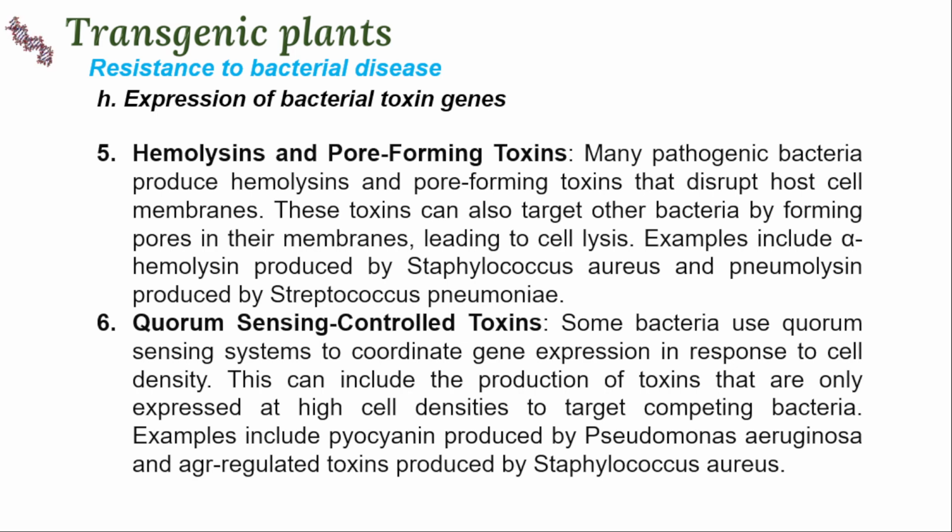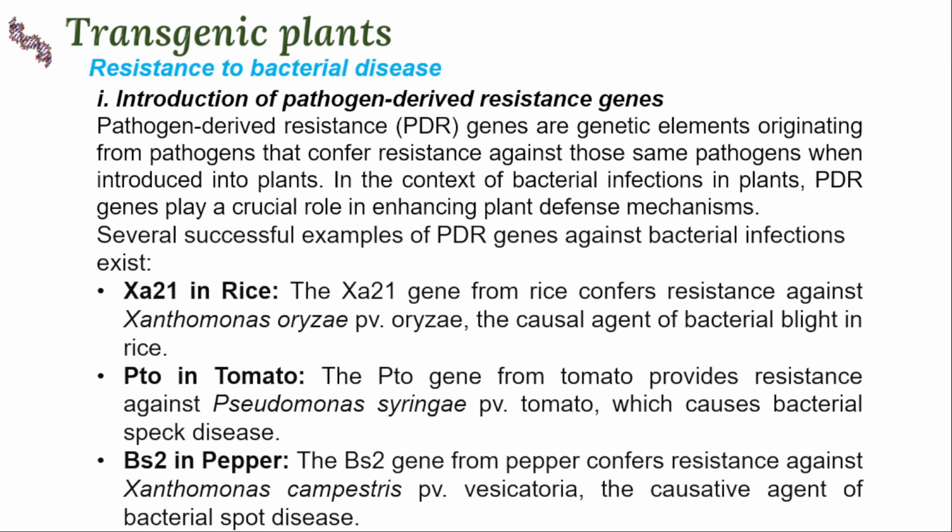Hemolysin and quorum sensing controlled toxins are there. They are the chemicals produced by the opposite bacteria that prevent the growth of the opposite bacteria that grow in culture medium here. And one more type of approach is called introduction of pathogen derived resistant genes.